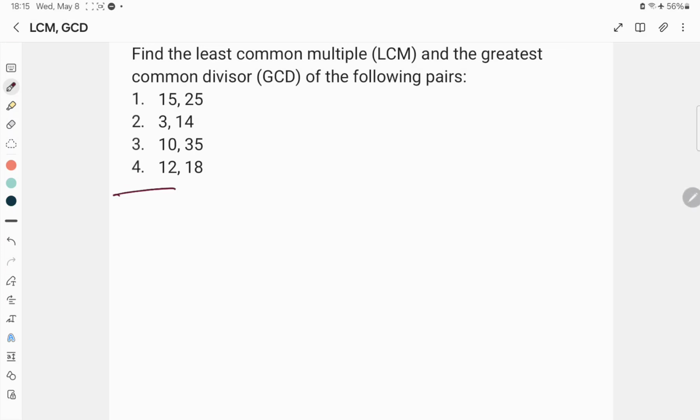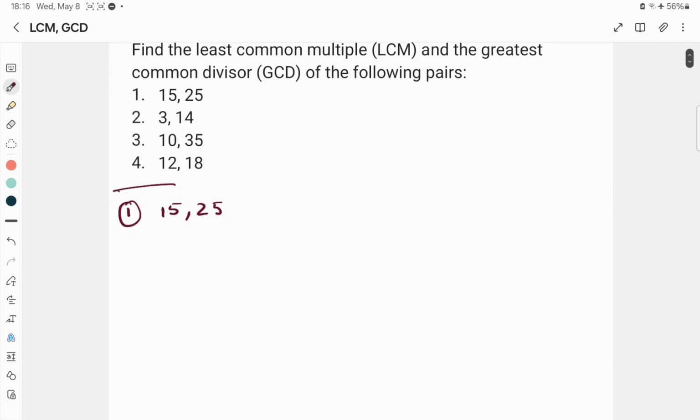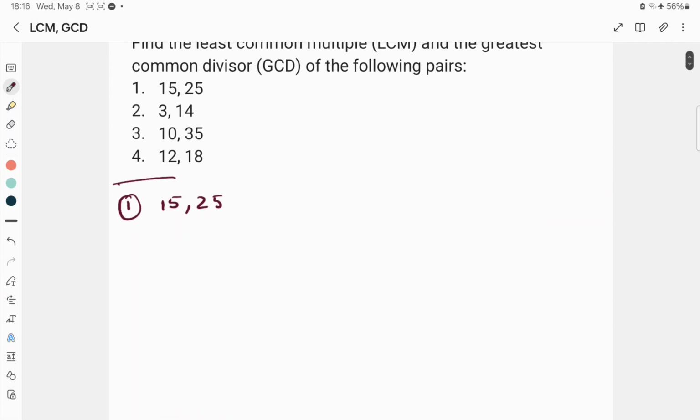So let's talk about this. How do we find out LCM? LCM is least common multiple. So the first question is 15 and 25. Okay, so an important way to solve these problems is to find prime factorization. Prime factorization is a factorization of the given number in terms of the prime numbers. So the prime numbers are 2, 3, 5, 7, 11, and so on. And every number can be written as a product of prime numbers in a unique way.